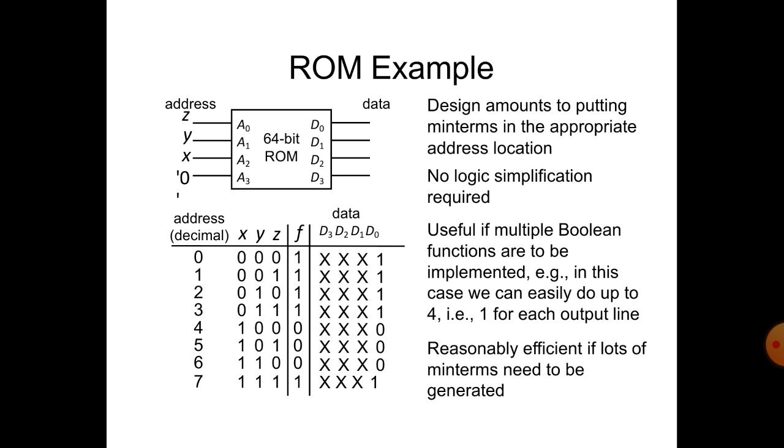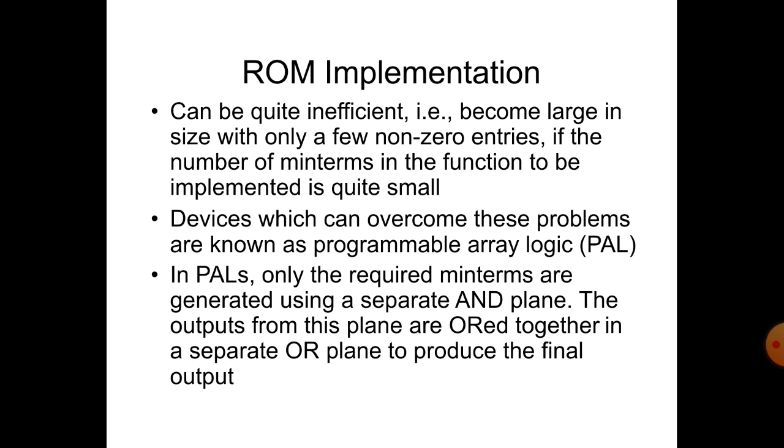4, that is for each output line. Multiple Boolean functions can be implemented. It is reasonably efficient if lots of minterms need to be generated.